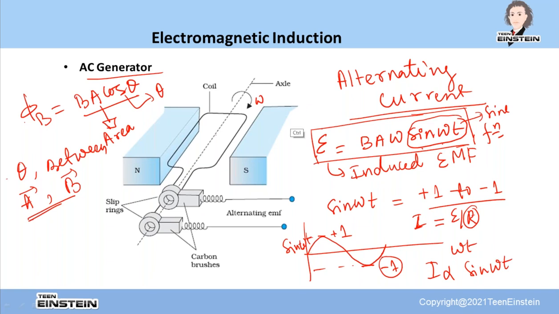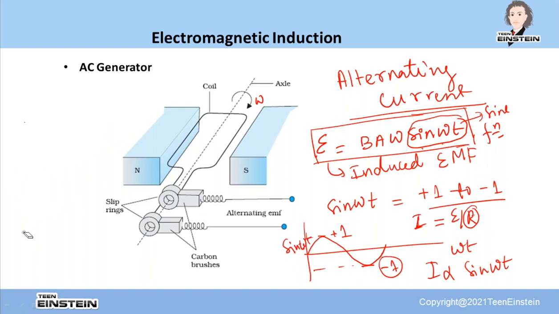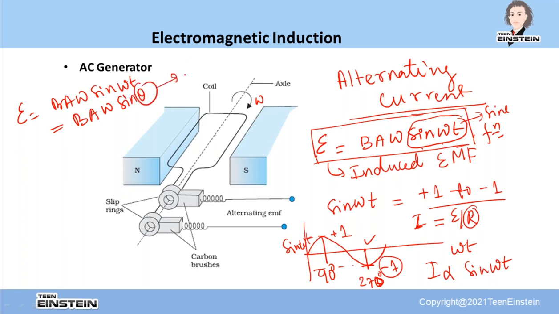Sine has extremum values of plus 1 or minus 1, so the induced EMF or the induced current will vary between plus 1 and minus 1. It will vary like this sine curve. This is the 270 degree angle between B and A, and this is the 90-degree angle. So it has two extremum values, one at 90, where we get the induced EMF as B A omega sine omega t, or I can write it in terms of theta as sine theta, and this theta gives plus 1.